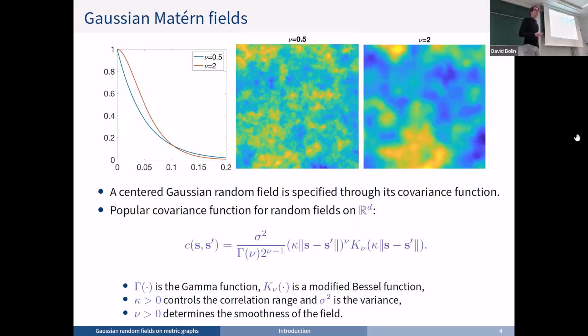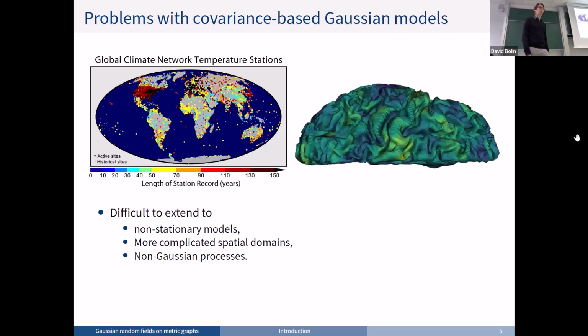So this is very well known and well used, but there are some well-known problems with this approach of specifying Gaussian processes through covariance functions. Essentially the main issue is that they are very difficult to extend beyond this classical setting of having a Gaussian process on R^d. So if you want, for instance, non-stationary models where some of these parameters should vary with space, this is tricky to do, to define non-stationary covariance models. You can also have more complicated spatial domains, as I will be talking about today, but you can also have other domains like the sphere, or the brain, or other manifold settings where you might want to still use Gaussian processes. And also non-Gaussian models.